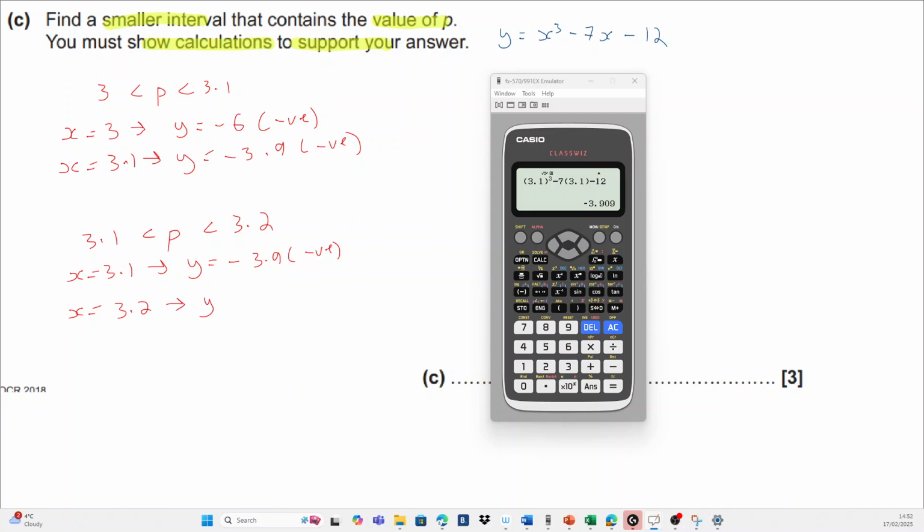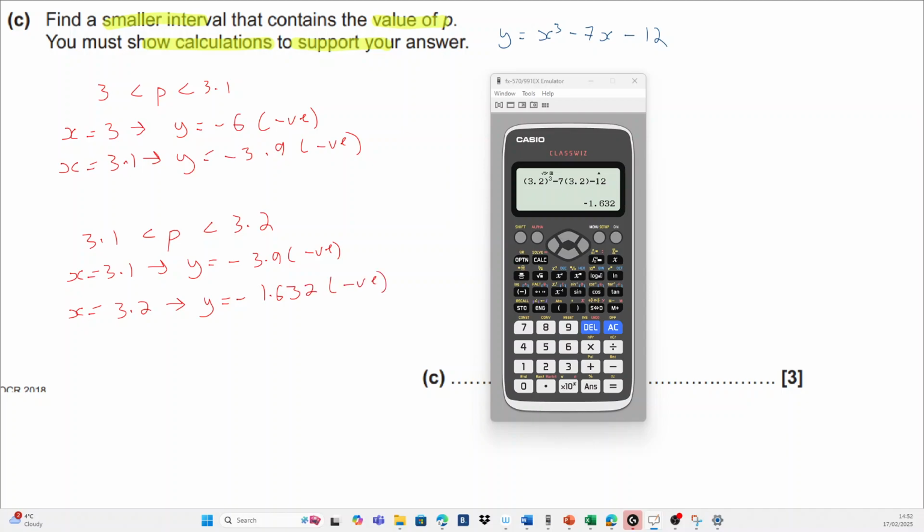So over here, let's just type this in. Instead of 3.1, I'm going to change it to 3.2 and see what we get. And your answer is still negative, so that's no good. So you get y equals negative 1.632, which is still negative.